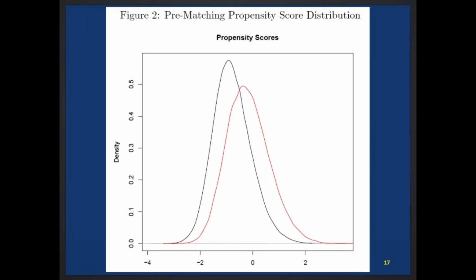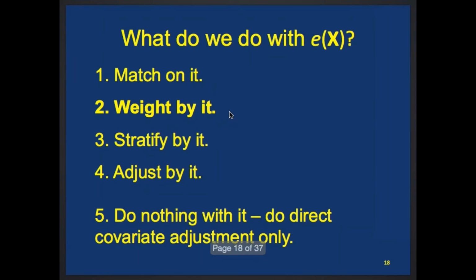And so if we look at our MET versus SOL distribution of propensity scores, this is what they look like for MET versus SOL. And so we do see a bit of a prediction for metformin here coming on. There's a definite difference there. So what can we do with that propensity score?